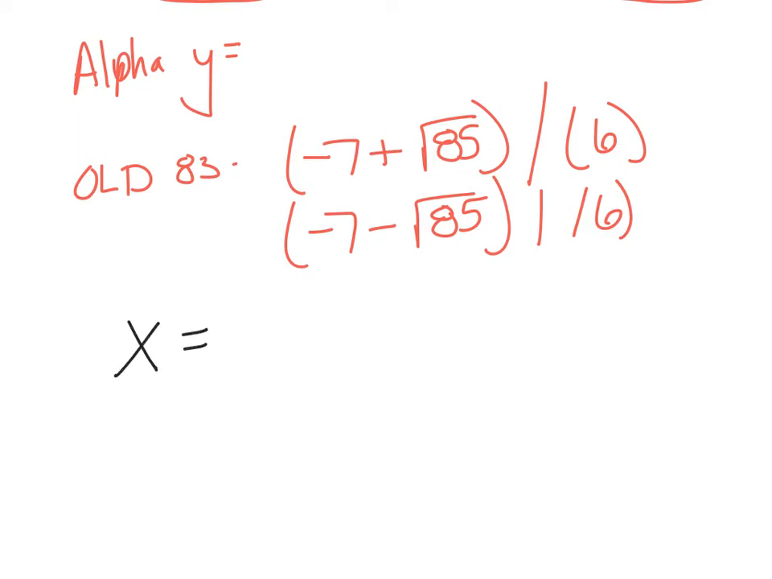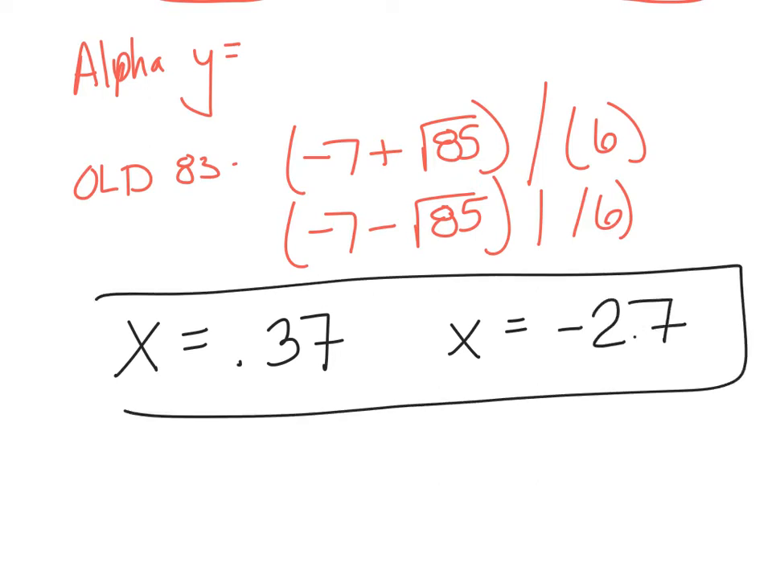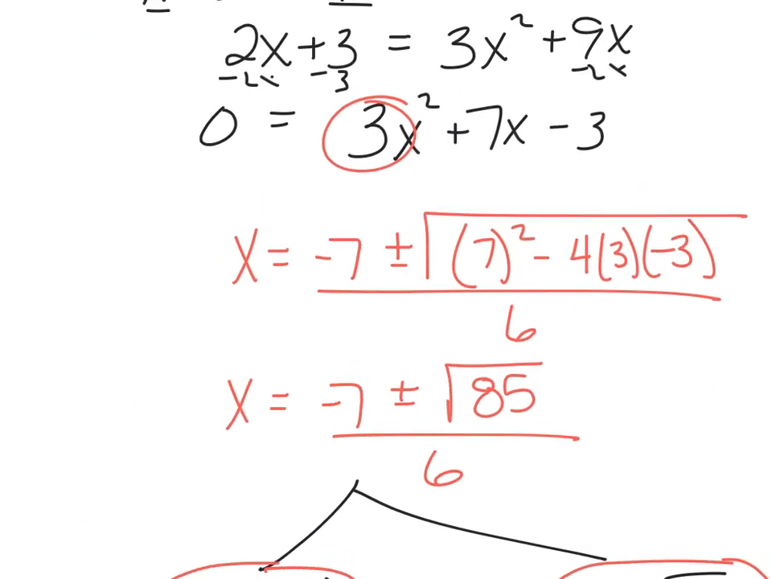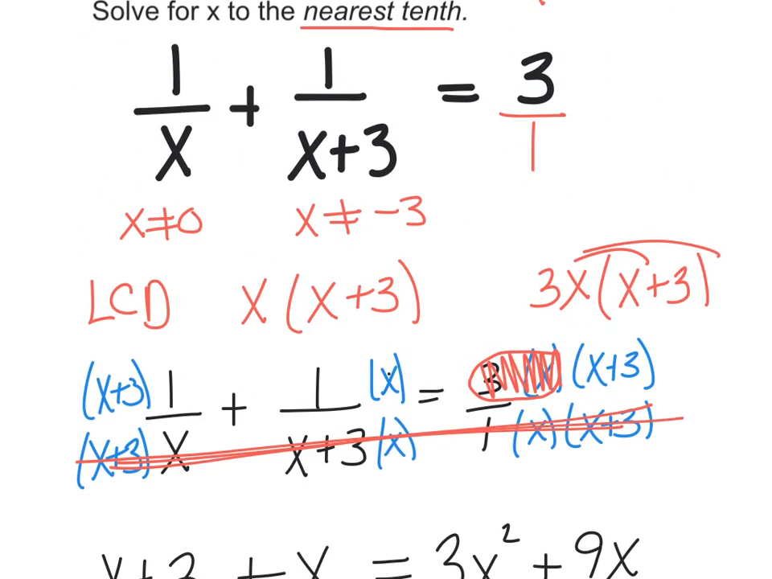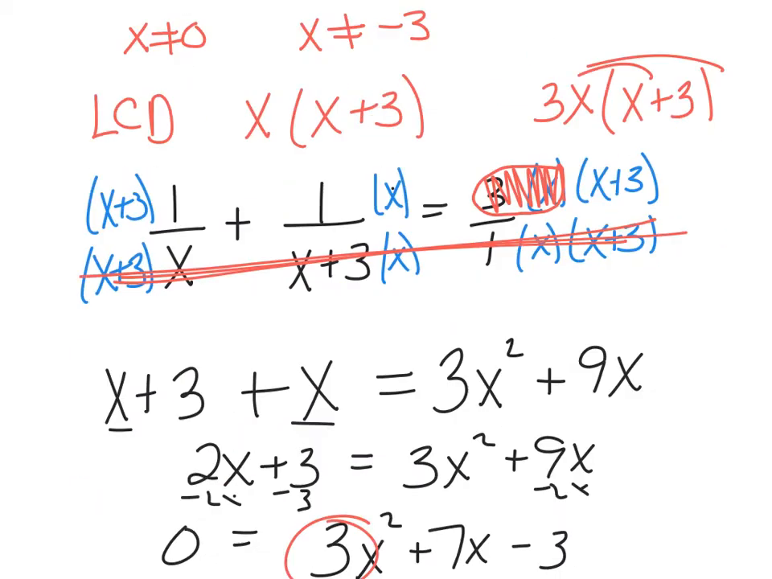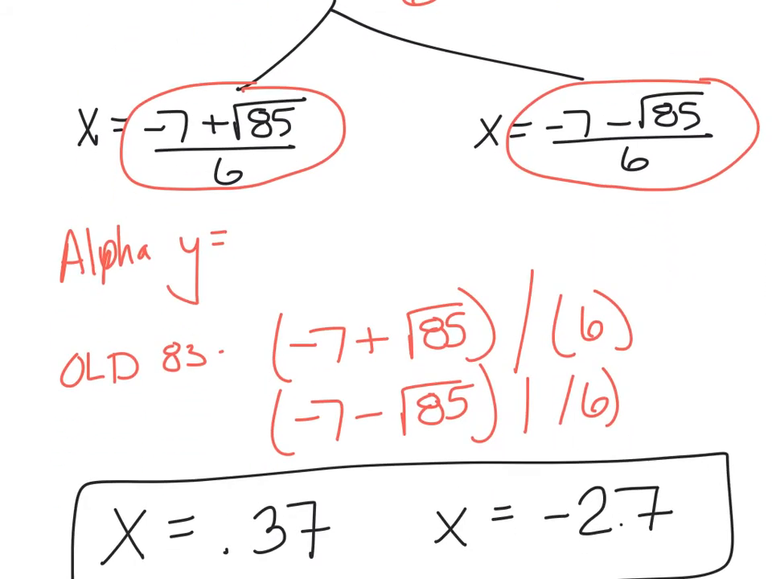Hopefully you've typed it in yourself, and I get x equals, to the nearest tenth, 0.37, and x equals negative 2.7 for my two solutions. Now notice, do I have to reject either of those? Well, as I go back and check what made my fraction undefined, unless I got a 0 or negative 3, we're going to say those solutions hold true to this equation.